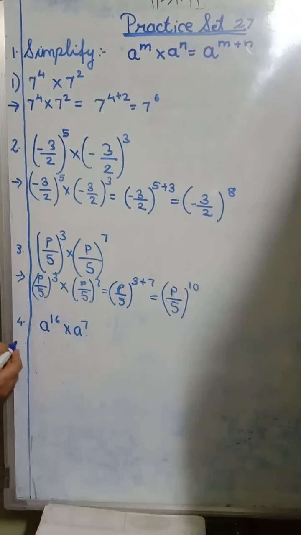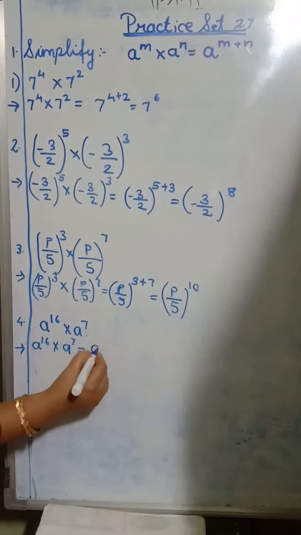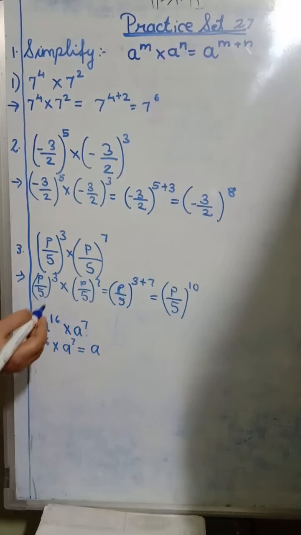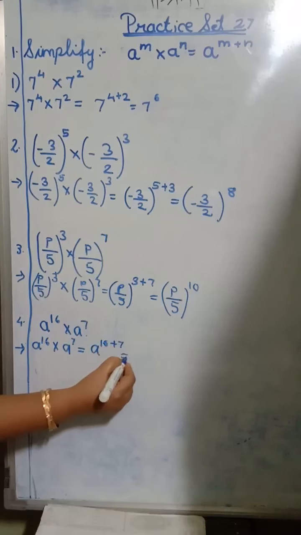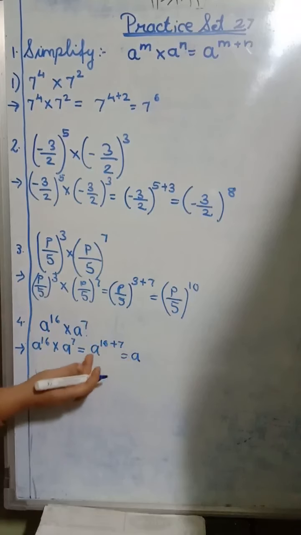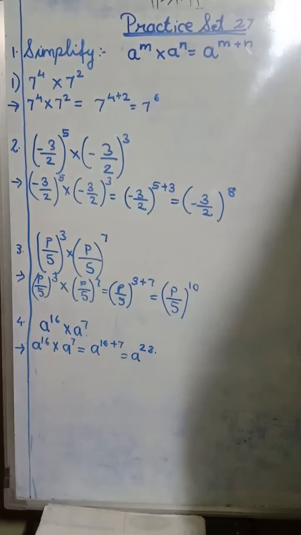Okay. And the last sum, that is a raised to 16 multiplied by a raised to 7 equals a raised to m plus n, that is 16 plus 7. That is a raised to 16 plus 7, which is 23. So from practice set 27, I have solved 4 sums. 2 sums are remaining. Those 2 sums you will solve after these 4 sums, and here we have finished practice set 27.